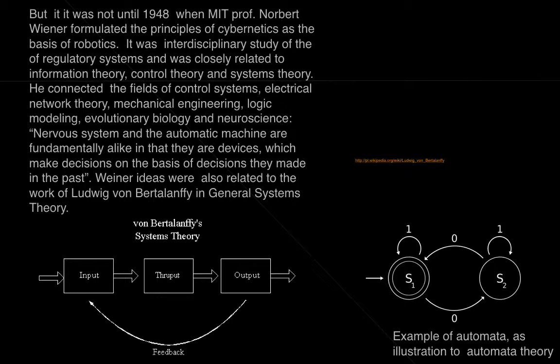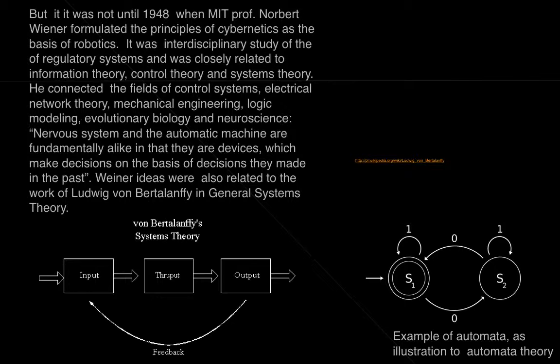Let me offer you a seminal quote from his writing. Wiener says, nervous systems and the automatic machine are fundamentally alike. Nervous system and automatic machine are alike in that they are devices which make decisions on the basis of decisions they made in the past. That's a pretty profound observation.